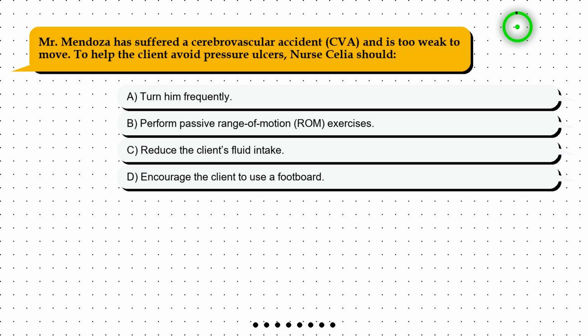Question 2. Mr. Mendoza has suffered a cerebrovascular accident, CVA, and is too weak to move. To help the client avoid pressure ulcers, Nurse Celia should: Option A, turn him frequently. Option B, perform passive range of motion, ROM, exercises. Option C, reduce the client's fluid intake. Option D, encourage the client to use a footboard.